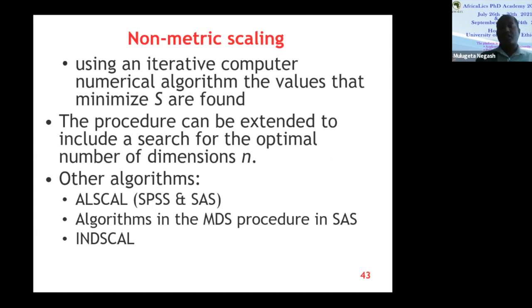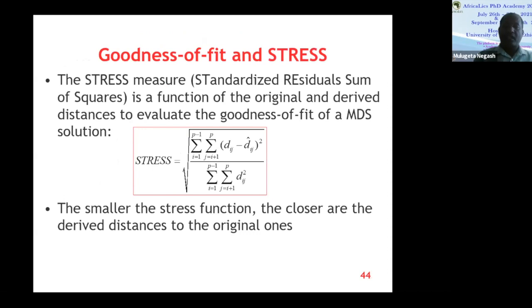And the procedure can be extended to include a search for the optimal number of dimensions. As we said, the optimal number of dimensions n should be 2 or 3, and another algorithm, Haskell spaces, can be implemented. And this is the stress measurement. Actually, this is the mathematical, and it is very easy to calculate by using spaces.